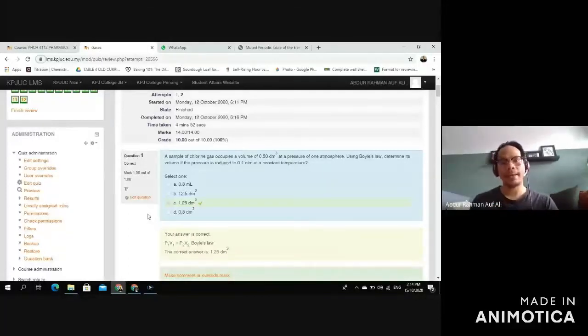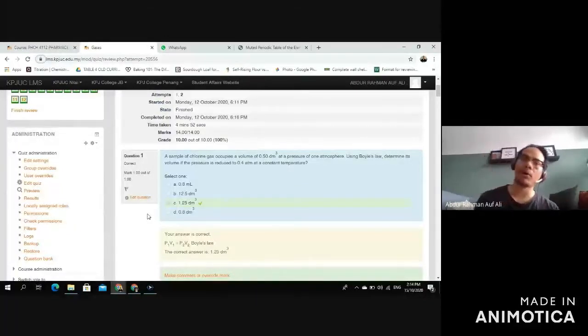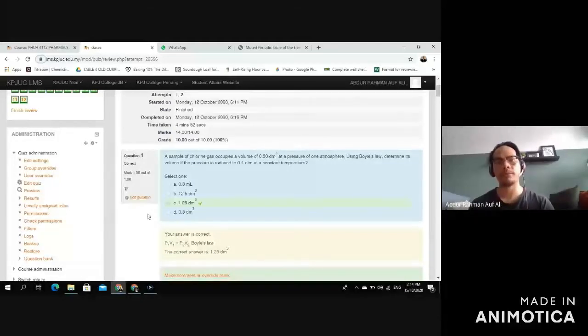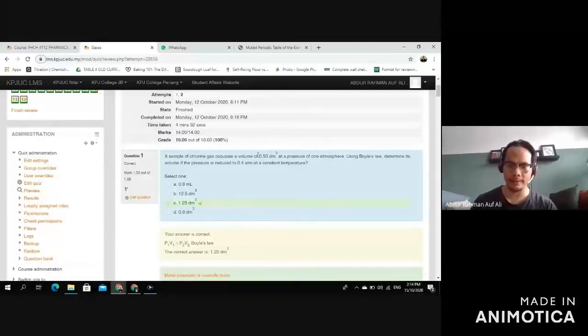Okay, chlorine gas occupies a volume of 0.5 dm³ at a pressure of 1 atmosphere. So using Boyle's law, determine its volume if the pressure is reduced to 0.4 atm at a constant temperature. So here I have given all the values, all the details. What do I mean by all the values, all the details?